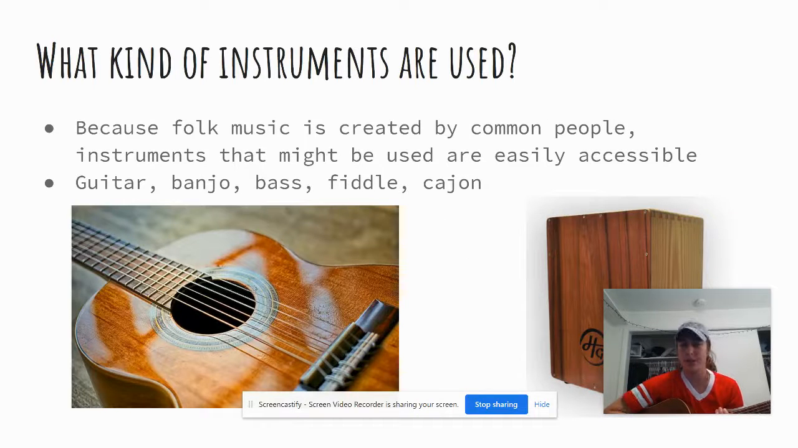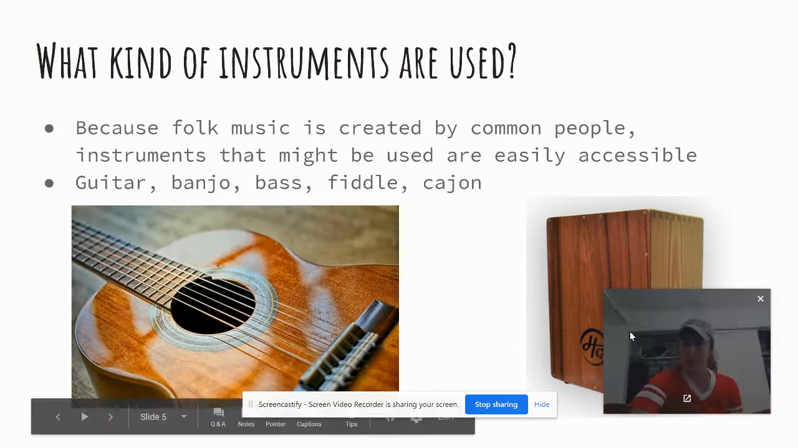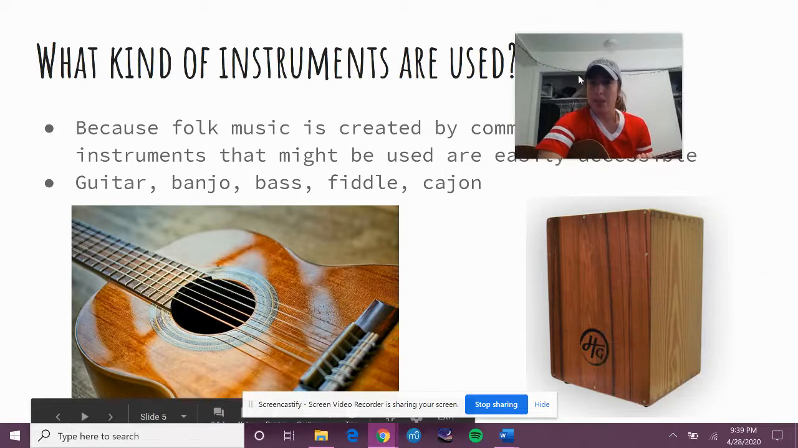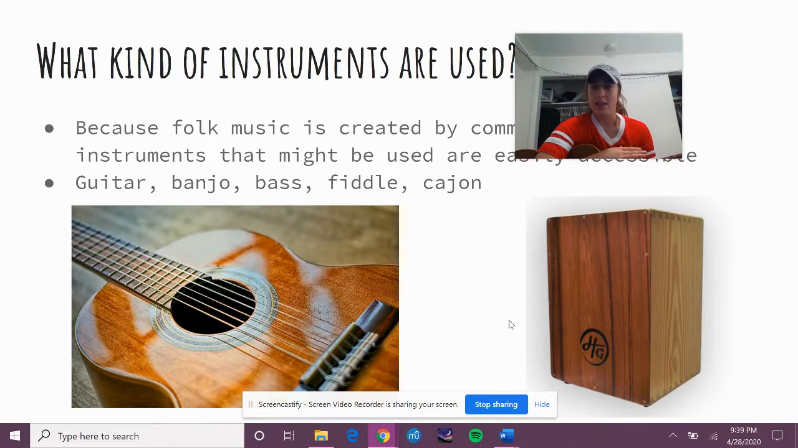What kind of instruments are used? Because folk music is created by common people, instruments that might be used are easily accessible. Guitar, banjo, bass, fiddle, and cajon. And what's a cajon? A cajon is this right here. This is a drum that you sit on while you play, and it's really great because it's not too loud. And so when folk musicians play, it's usually in a small space with only a few people, and if they're going to perform at all. And so they might be using a cajon as their drum. Okay.